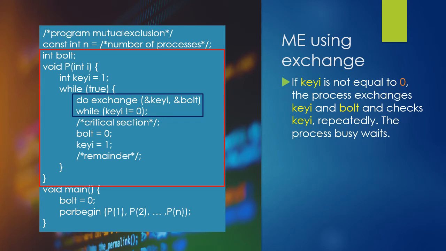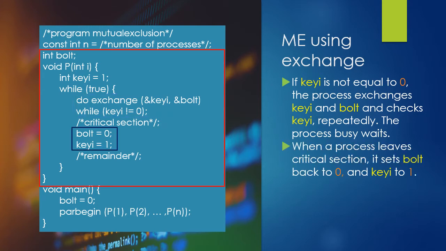If key I is not equal to 0, the condition is found true and the process loops back to exchange key I with bolt. Again key I is compared with 0 and if unequal, the process loops back to exchange the two values. So if key I is not equal to 0, the process is caught in the loop, doing the same exchange again and again. This is busy waiting.